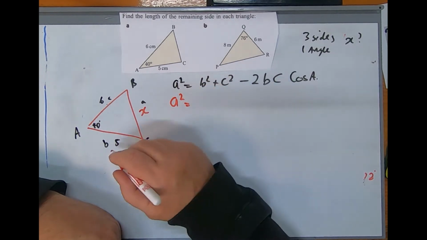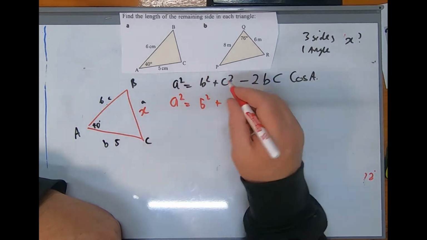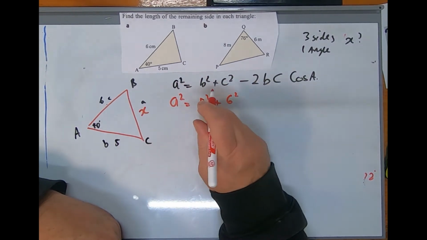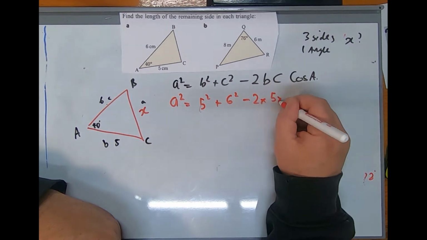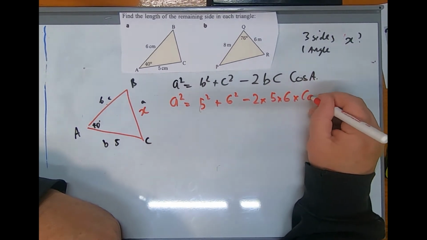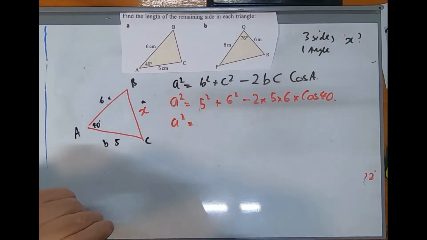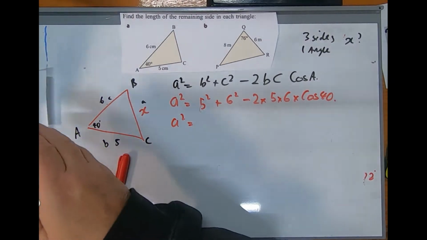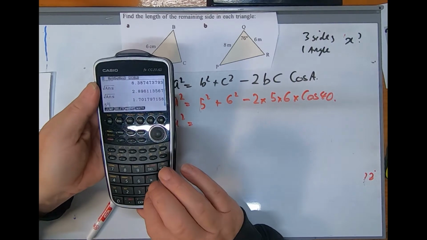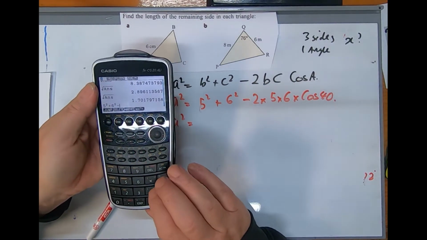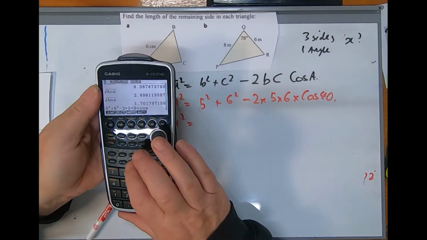B squared is 5 squared. C squared is 6 squared. Minus 2 times 5 times 6 times cos 40. Calculator time. Five squared plus 6 squared, take 2 times 5 times 6 times cos bracket 40.